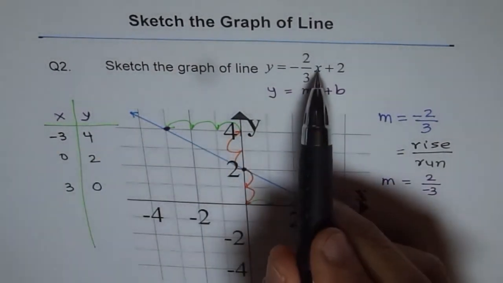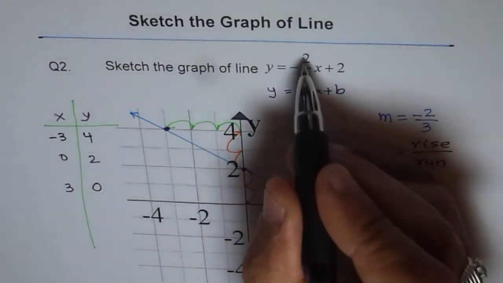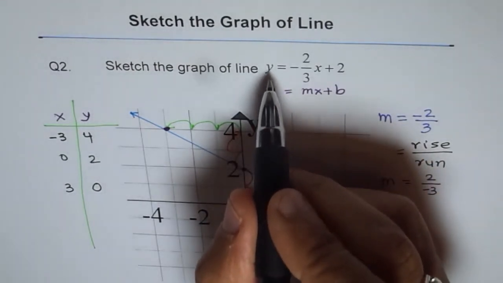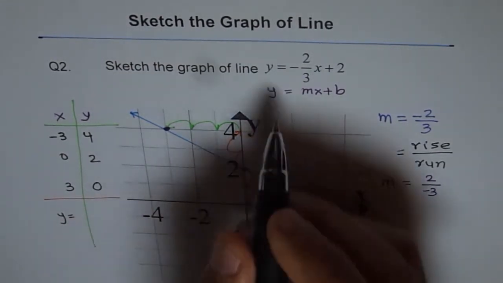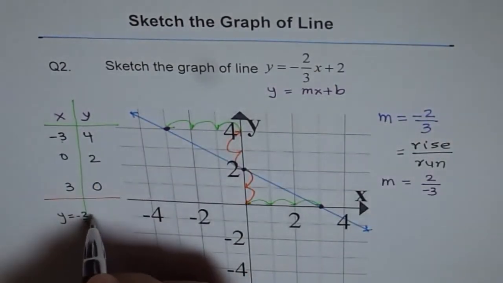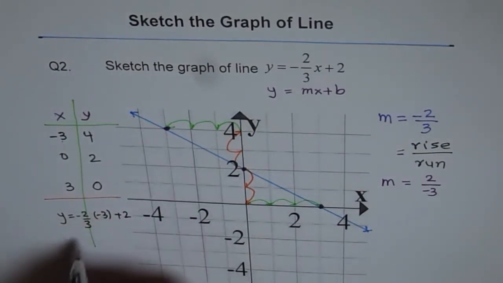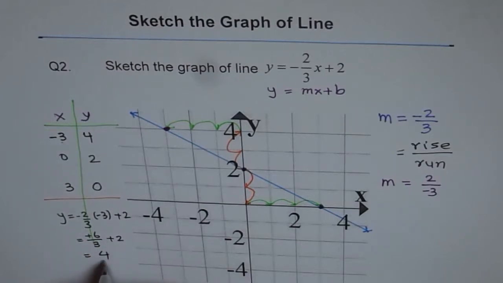If I write -3 for x, what do I get? Let me write -3 for x and calculate what I get for y. So y equals, that is what I'm trying to check, right? So y equals -2/3, x I'm writing as -3, times -3, plus 2. So it becomes plus 6 over 3 plus 2. 6 divided by 3 is 2, 2 plus 2 is 4. So we get a y value of 4. That is correct. Do you see that?